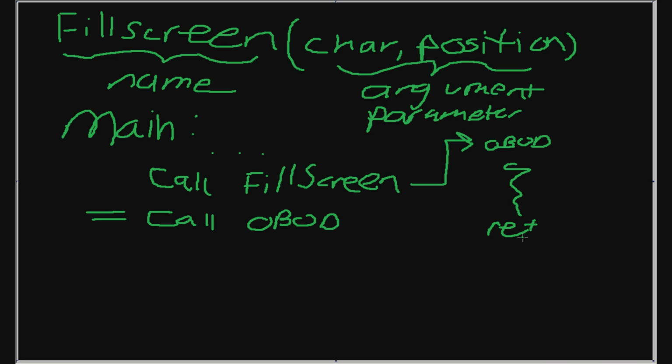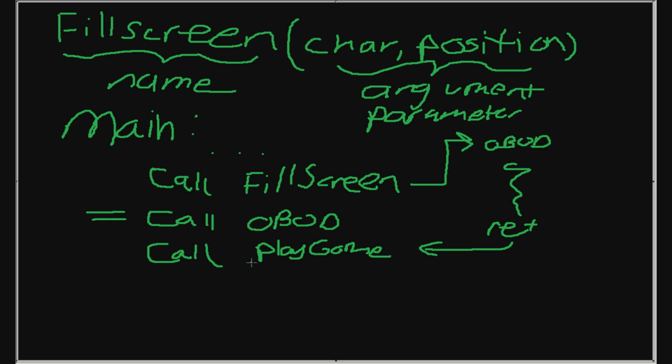And basically what that does is it returns to the last location after the call. So let's say after the call you want to start the game, call play game. So right after the fill screen function completes, it would go back to where you last left off, and that's the call play game instruction.